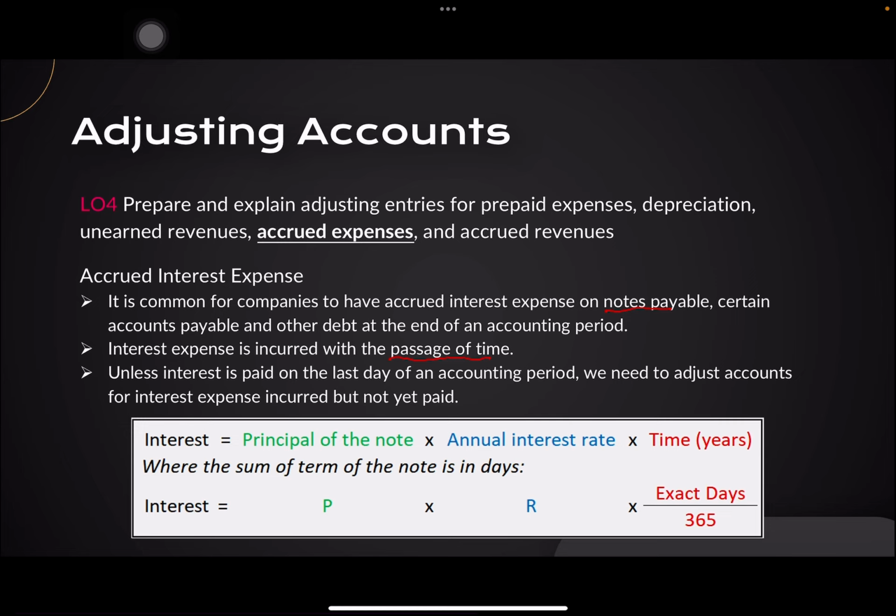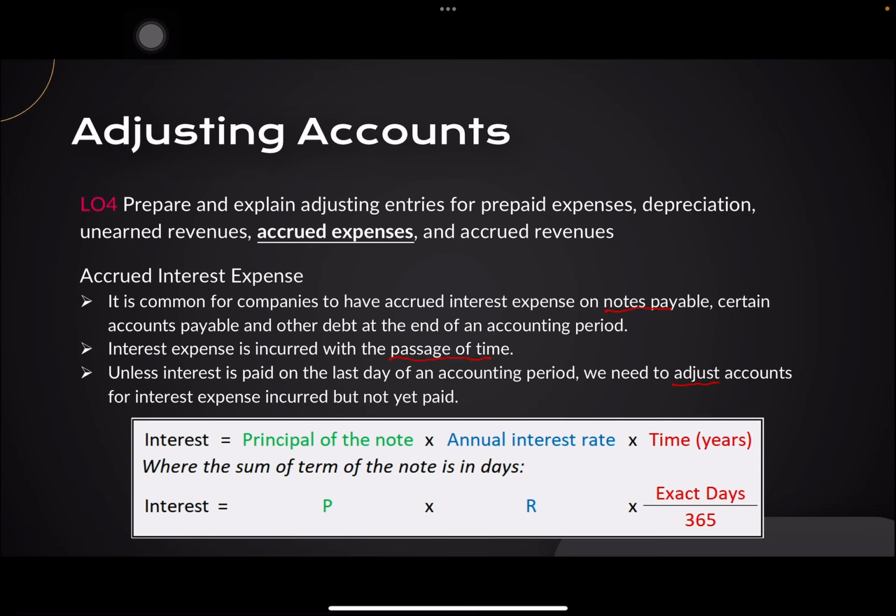Unless interest is paid on the last day of an accounting period, we need to adjust accounts for interest expense incurred but not yet paid. So take note that we only perform adjusting for accounts for interest expense incurred but not yet paid. So the interest expense should have happened already, but we haven't paid for it yet. No payment has been made.